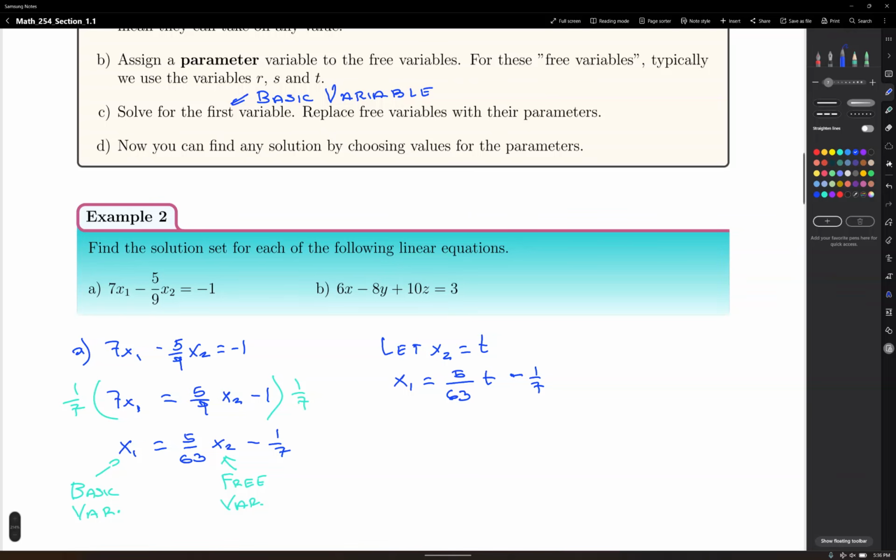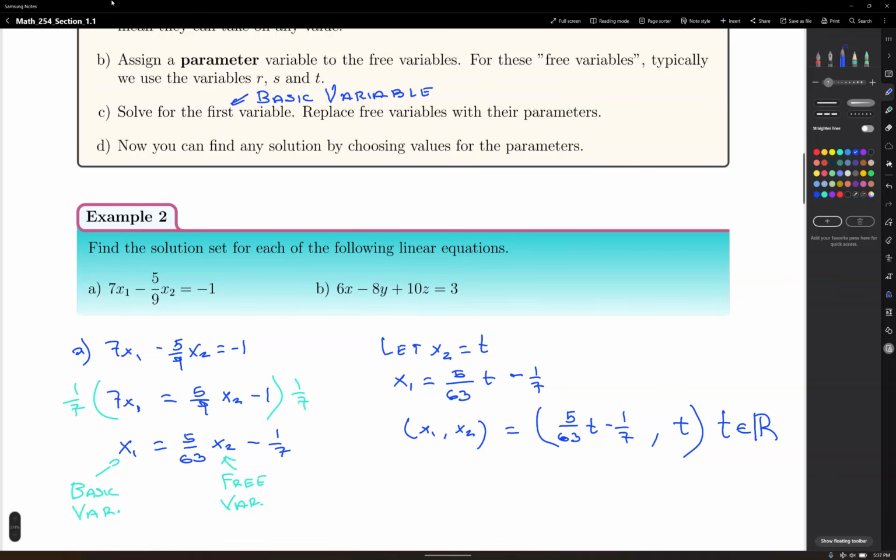Like when we solve a system of linear equations with two equations and two unknowns, we usually write our solutions as ordered pairs. And ordered pairs are typically x, y, but in this case we're not using x and y, we're using x1 and x2. Well, what's x1? x1 equals 5 over 63 t minus 1/7, comma, x2, which is t. That's the parameter. And we'll always say here that t belongs to the set of all real numbers, any real number. Okay. So that is one example.